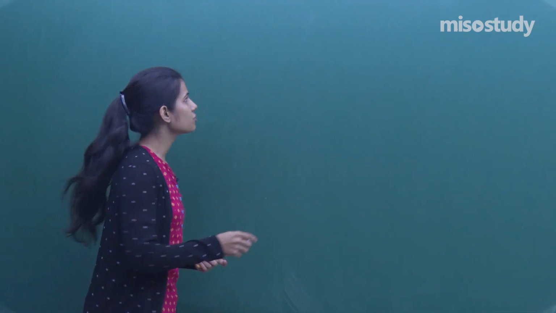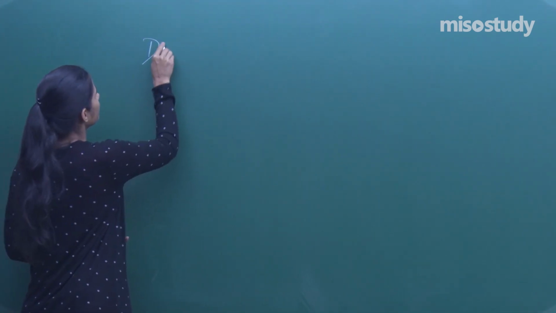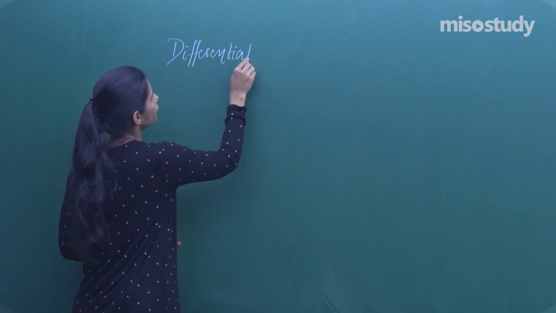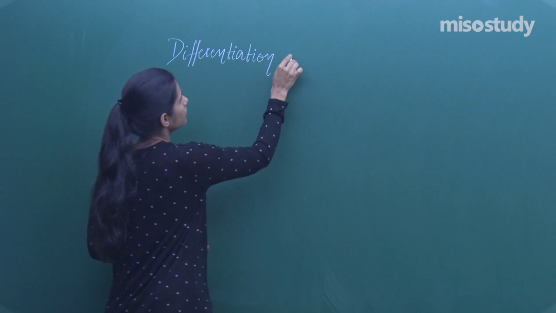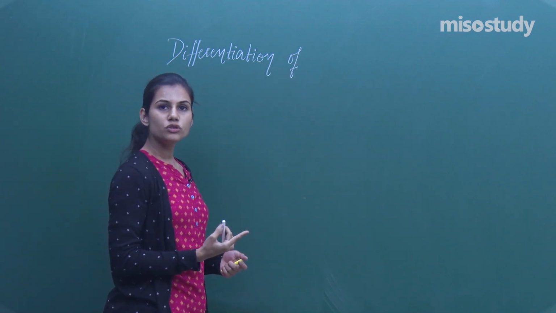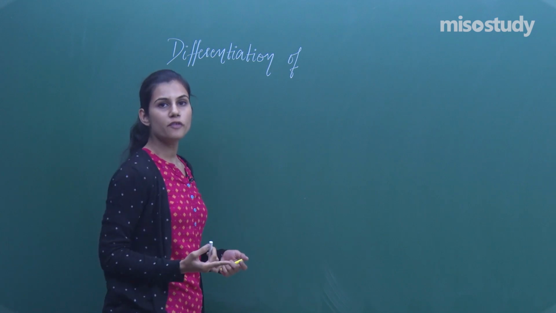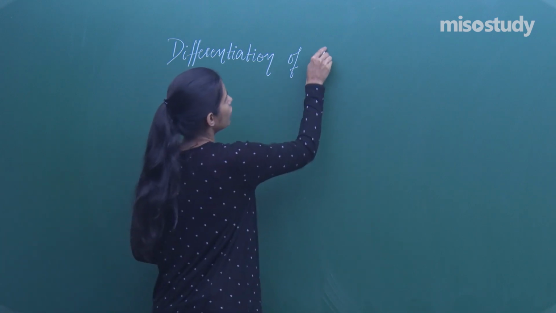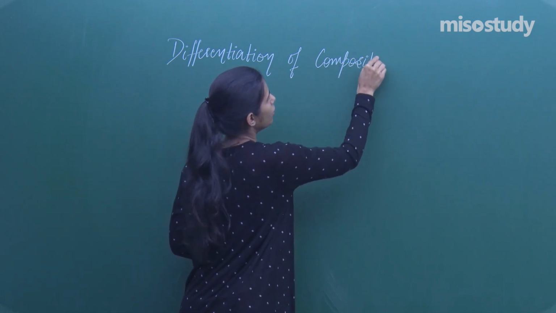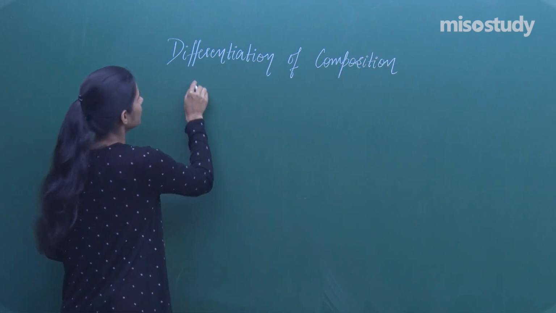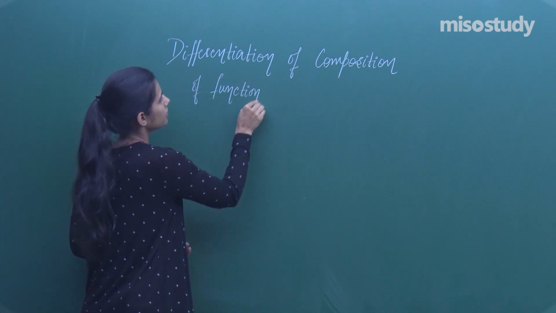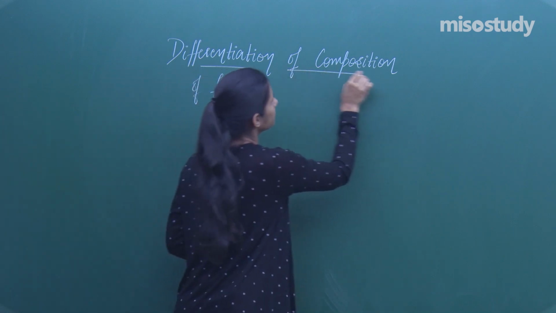Now what is said by the chain rule? The chain rule gives you the idea of differentiation of a function of a function. What do you call a function of a function process? That is called composition of functions, right? Okay.